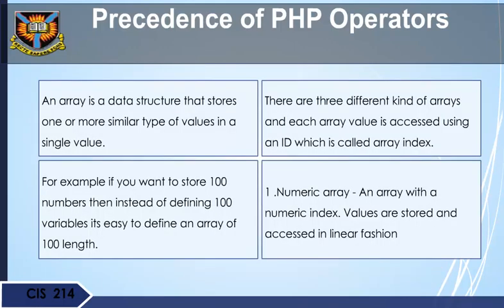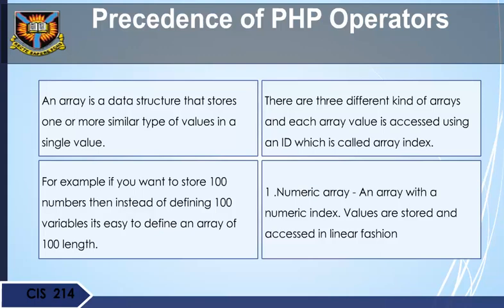An array is a data structure that stores one or more similar type of values in a single value. For example, if you want to store 100 numbers, then instead of defining 100 variables, it is easy to define an array of 100 length. There are 3 different kinds of arrays, and each array value is accessed using an ID which is called array index. 1. Numeric array. An array with a numeric index.